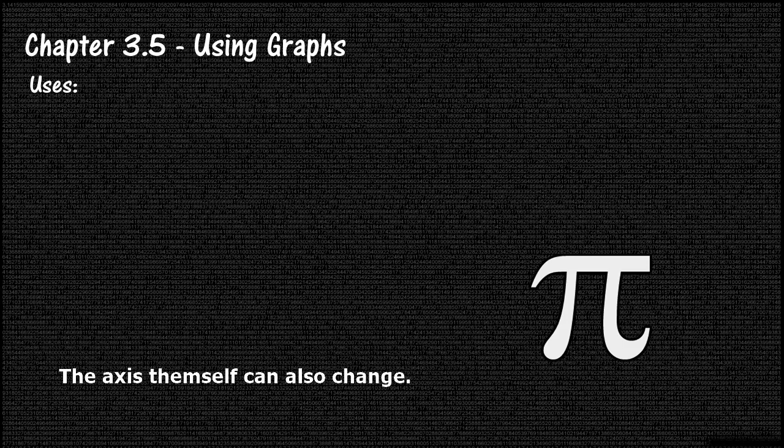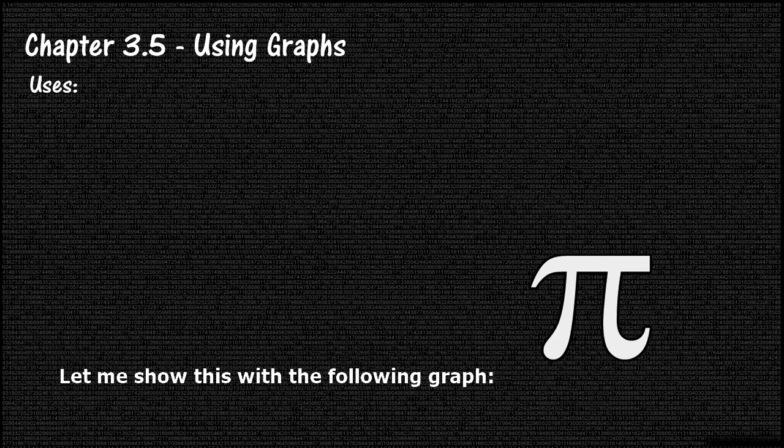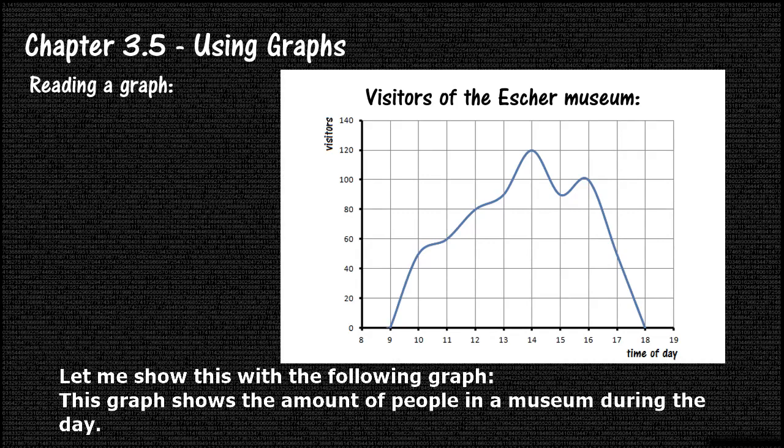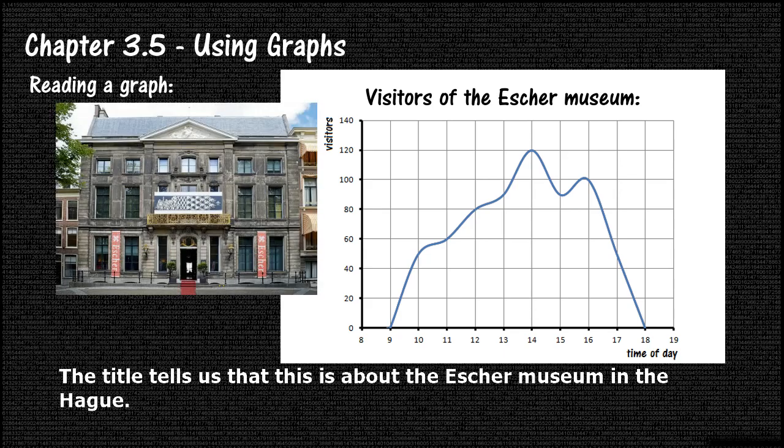The x values themselves can also change. Normally they start at 0 and each square is worth 1. But in some situations, the x values can also have a different step size. Let me show you this with the following graph. This graph shows the amount of people in a museum during the day. The title tells us that this is the Escher Museum in The Hague.